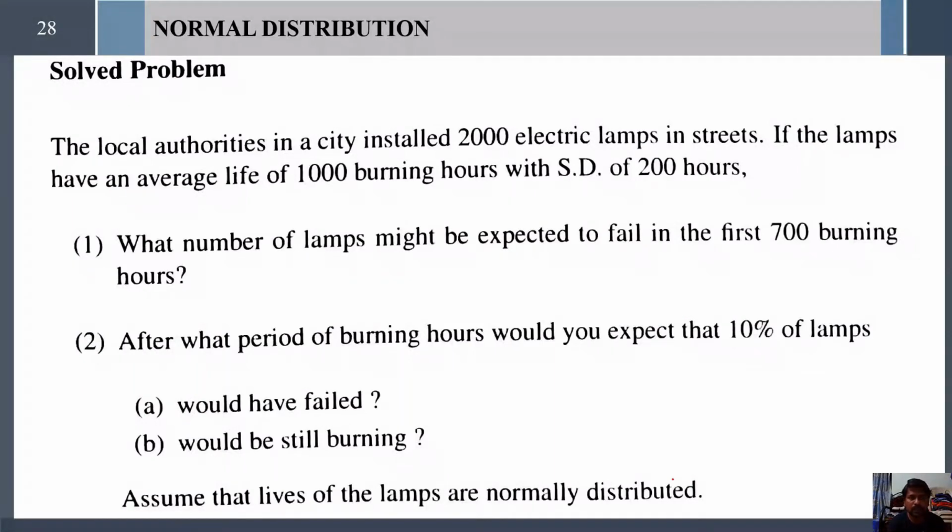Next problem: the local authorities in a city installed 2000 electric lamps in streets. If the lamps have an average life of 1000 burning hours with a standard deviation of 200 hours, what number of lamps might be expected to fail in the first 700? After what period of burning hours would you expect that 10% of lamps would have failed and would be still burning? Assume the lives of the bulbs are normally distributed.